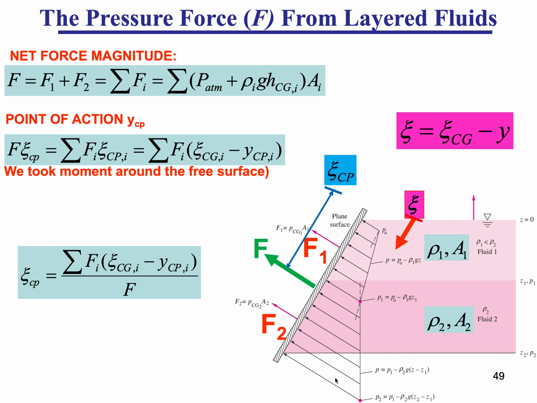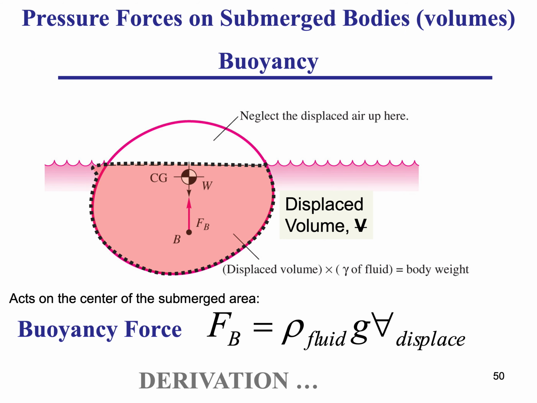In the previous lecture we were looking at the static pressure distribution over a flat surface, and we derived formulas for the magnitude of the net pressure force as well as the center of pressure, or the action point. And today we want to move on to the hydrostatic pressure force on submerged objects.